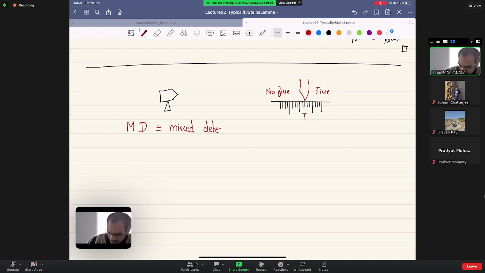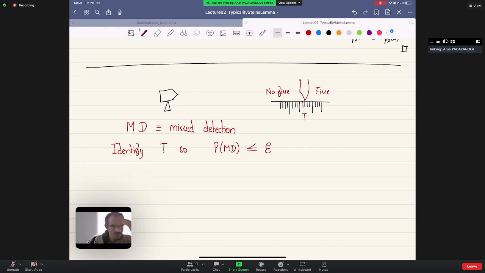And this is critical. You don't want to miss detection, right? So you put a constraint on your misdetection. So the goal: identify T. I'll come to the statistics problem very quickly. Identify T, the temperature, the threshold, so that the probability of misdetection is extremely small. You choose epsilon to be extremely small, 10 to the power minus 700 or something like that.